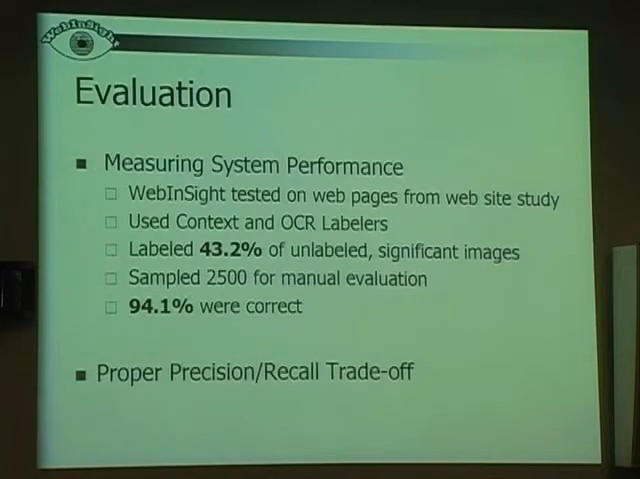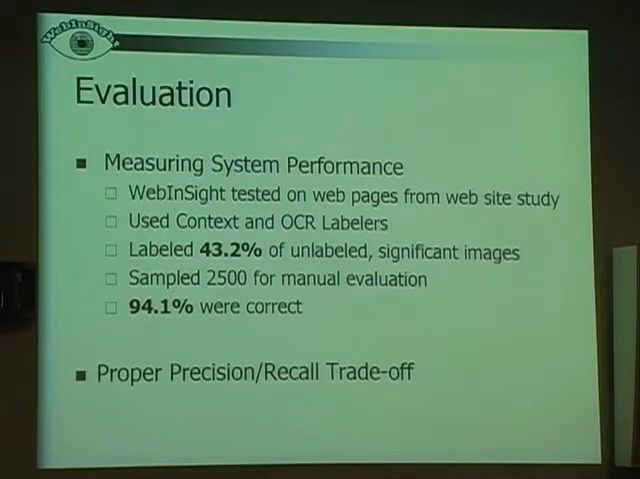A little bit about evaluation, measuring the system performance. We tested on the web pages from the site study, not the pages coming to UW. We had two studies, the one with the sites and the one with all the web pages coming to UW. We didn't do that one because we didn't have permission. So we used just context and OCR labeling because we didn't have any human labeling power, and we labeled with just that 43.2% of unlabeled significant images.